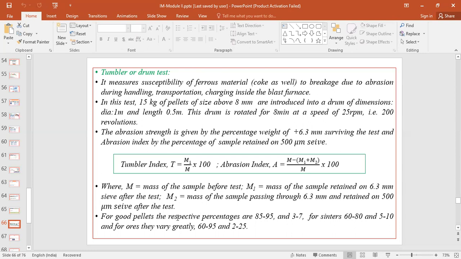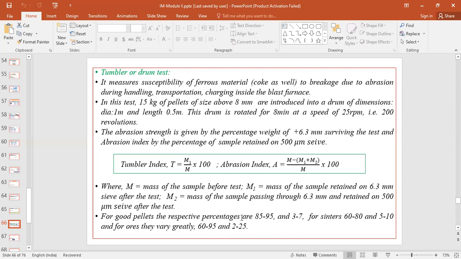For good pellets, the tumbler index should be around 85 to 95, and the abrasion index should be around 3 to 7 percent. Whereas for sinters, the tumbler index should be 60 to 80, and the abrasion index should be 5 to 10%. And for ore, that is for the lumps, the tumbler index should be around 60 to 95, and the abrasion index should be 2 to 25.